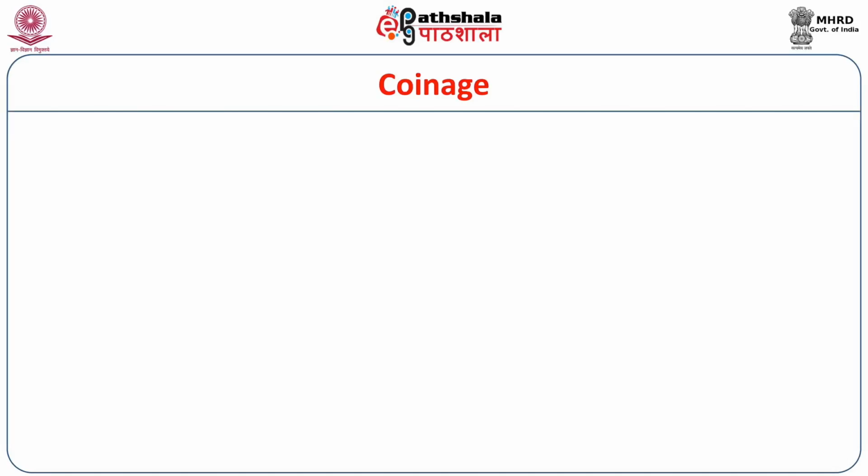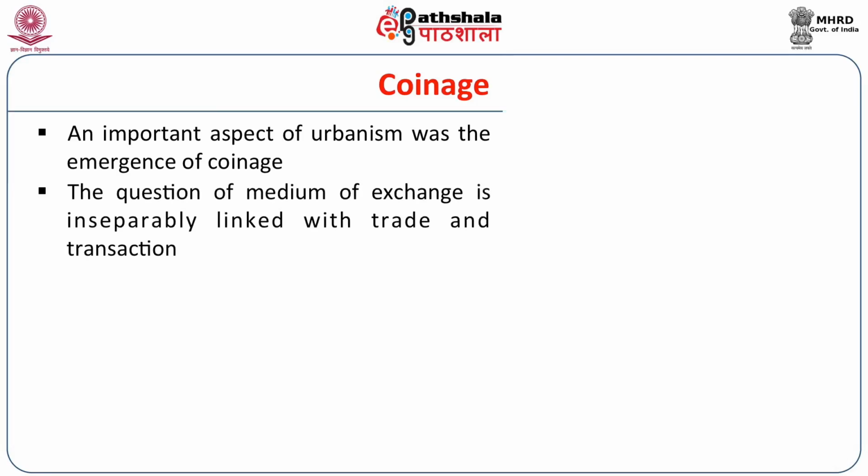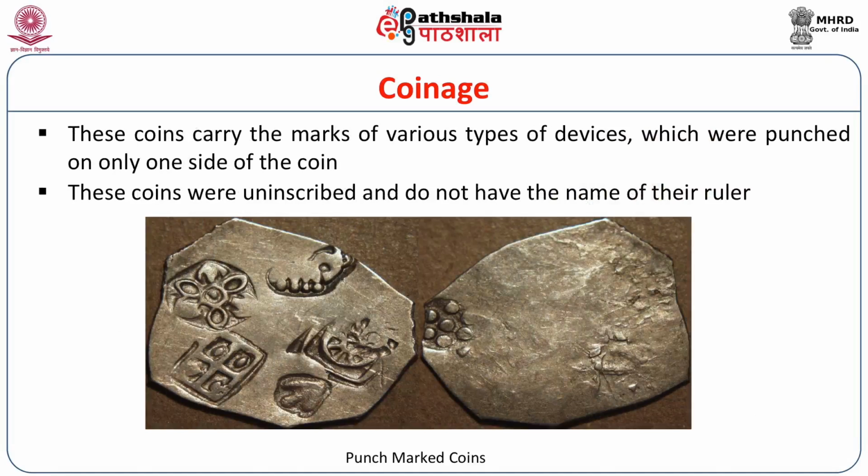Ring wells are an archaeological marker for urban centers. Coinage. Now, when we talk of coinage, monetization naturally comes in, and an important aspect of urbanism is monetization, which is the emergence of coinage. The question of medium of exchange is inseparably linked with trade and transaction. We have these terms in the Pali text called Kahapana or Karshapana, which is matched by archaeological evidence of silver punch-marked coins from many sites. These coins could be of different shapes, like round, square, rectangular and of bent bar shape. Bent bar coins were generally found in the northwest part of the subcontinent. The coins are not inscribed, they do not have the name of the ruler, but they carry several devices which were punched only on one side of the coin, and therefore it is known as the punch-marked coins.